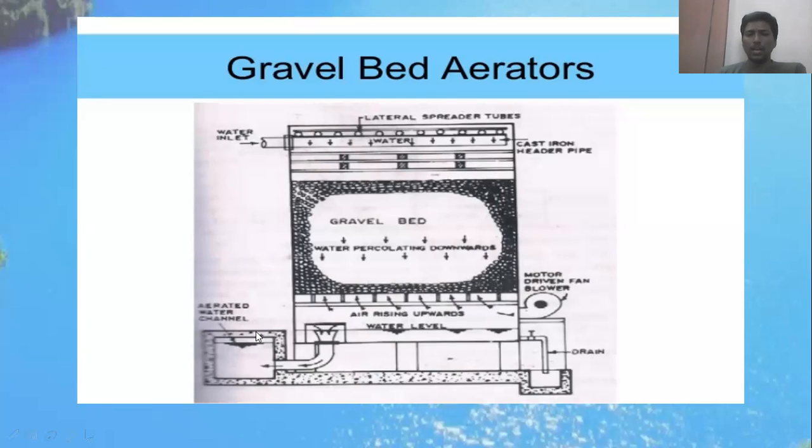Okay, this is the aerated water channel, where the water is temporarily retained, and the time given for this will be in the interval of 10 to 15 minutes.